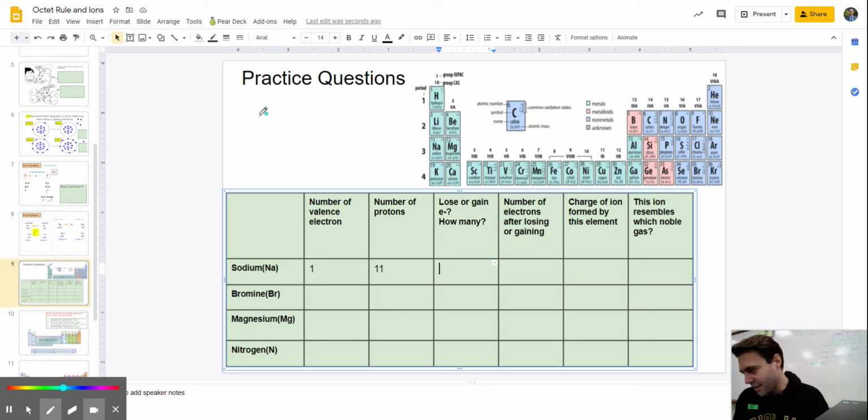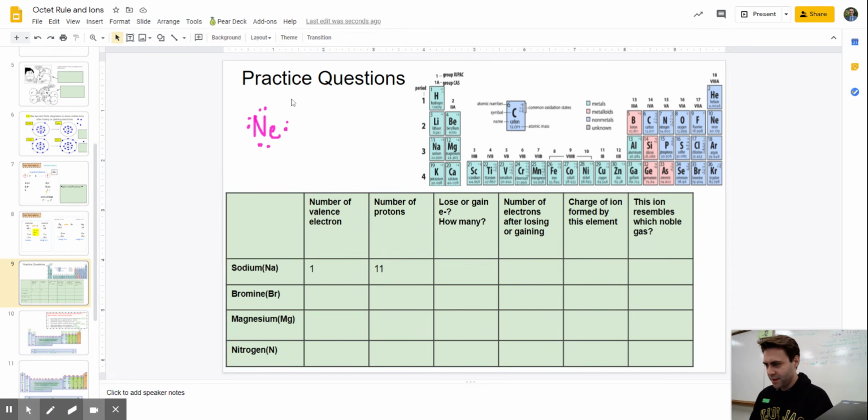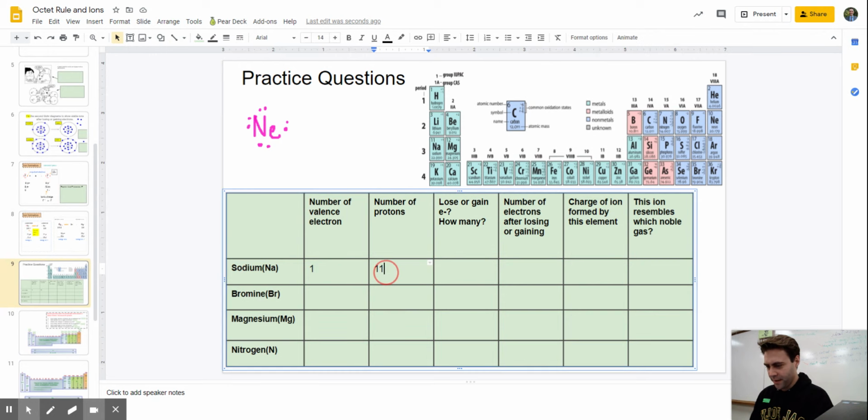It's a good idea to practice seeing that. That's probably too light, huh? Let's make it purpley. So it wants to look like neon. And neon has a full octet, 8 valence electrons. So when you hear full octet, you need to think valence electrons equal 8. So neon, full octet.